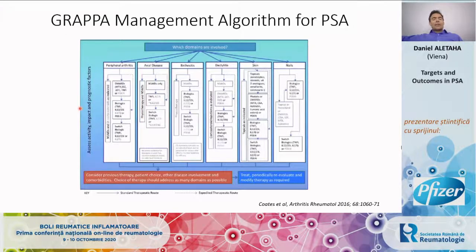Now, the problem, coming back to this GRAPPA management algorithm of these multidimensional scales that I just showed you, is that when you look at the old GRAPPA guidelines here, you can see the treatment strategy for not being on target is different for each of the domains. Of course, we know that axial disease has a different algorithm without methotrexate, for example, that skin has different treatment algorithm or treatment escalation strategies as compared to dactylitis. So it is difficult to understand what to do if you're not on target with a multidimensional score. I think that's my main point here.